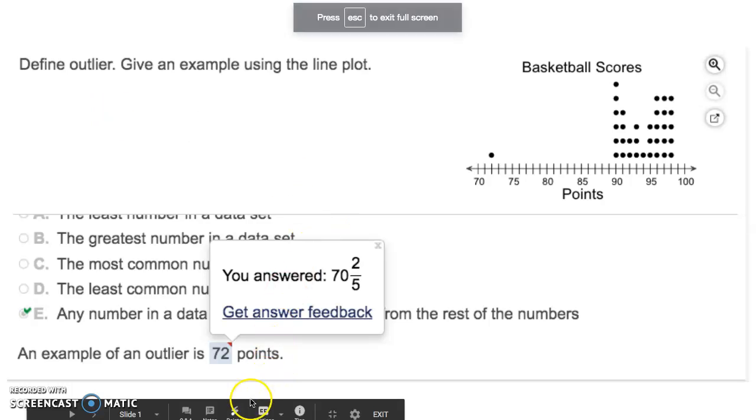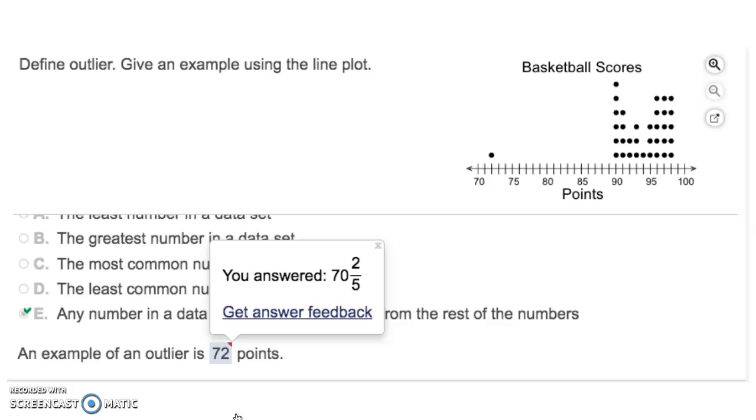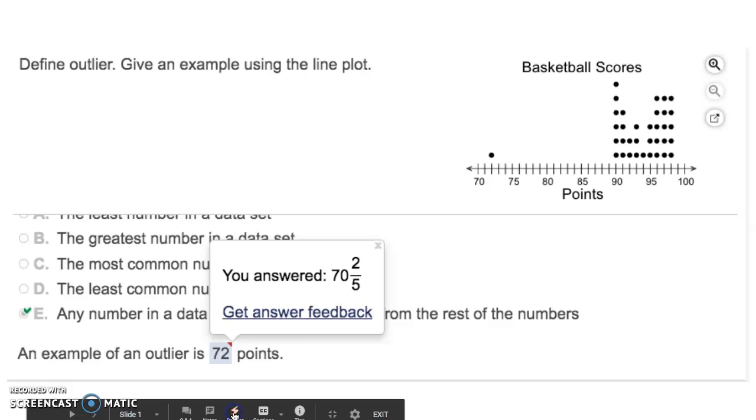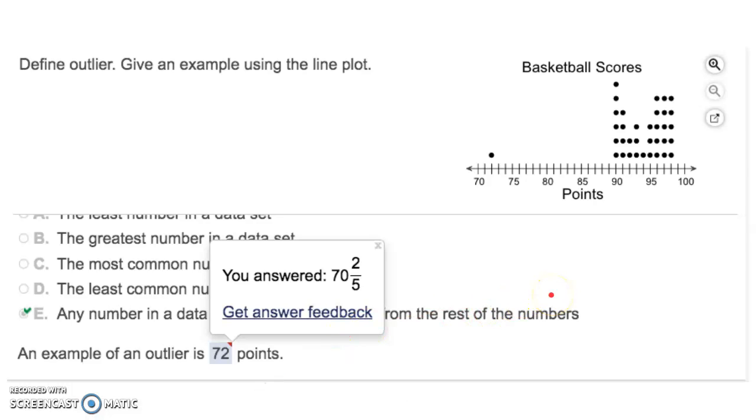Hello, fifth graders. I wanted to go over some of the problems from our Friday quiz that some people got incorrect. I just want to make sure that you understand them. So, for this specific problem, it said define outlier, give an example. A lot of people said, again, any number in a data set that's different from the rest, which is correct.